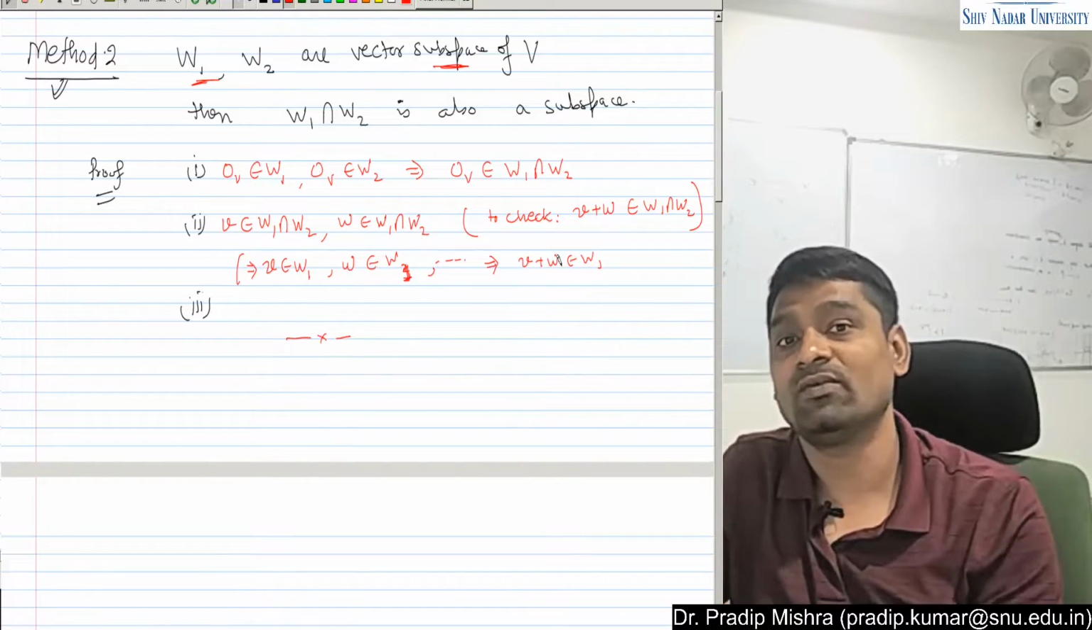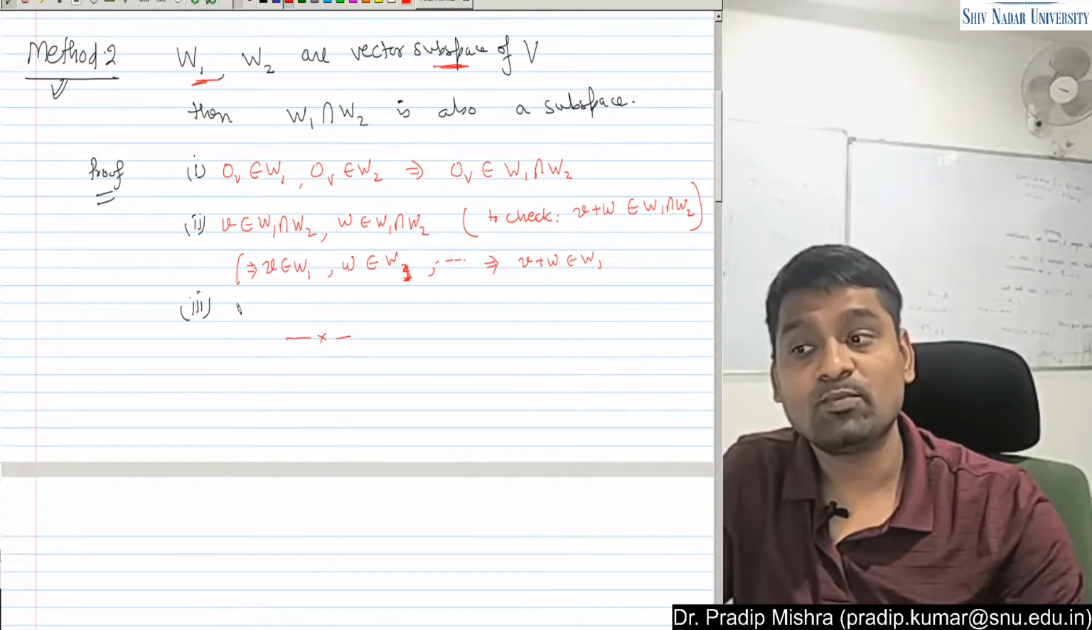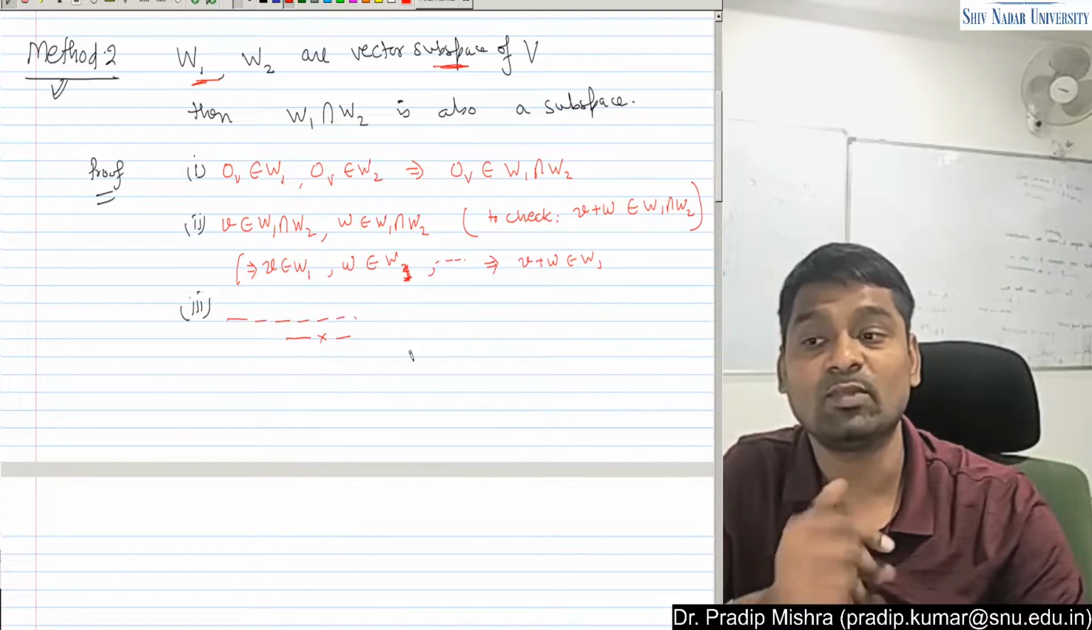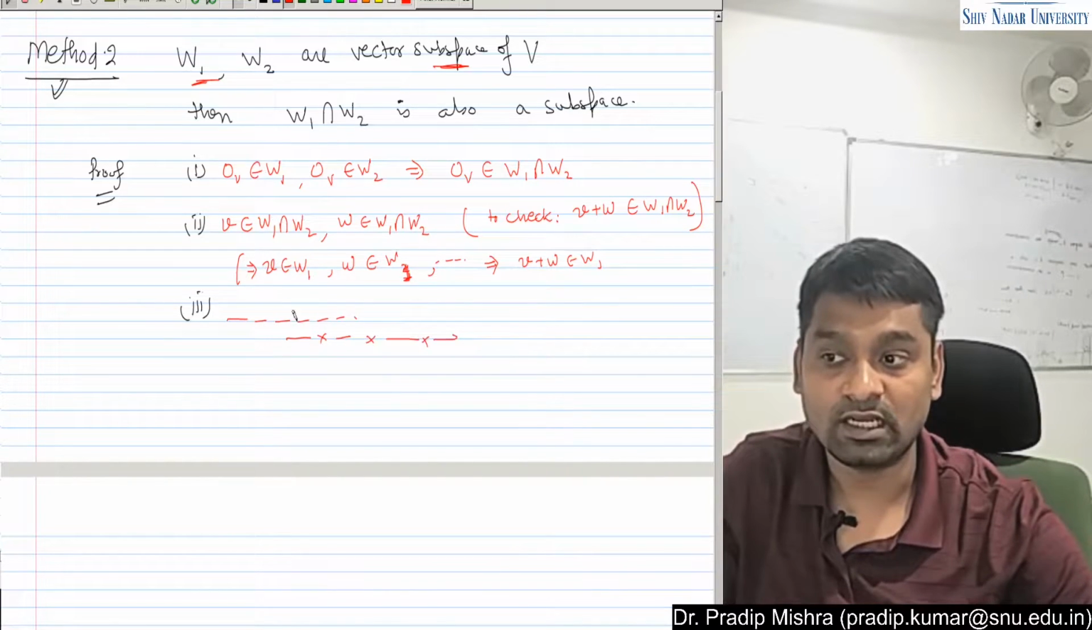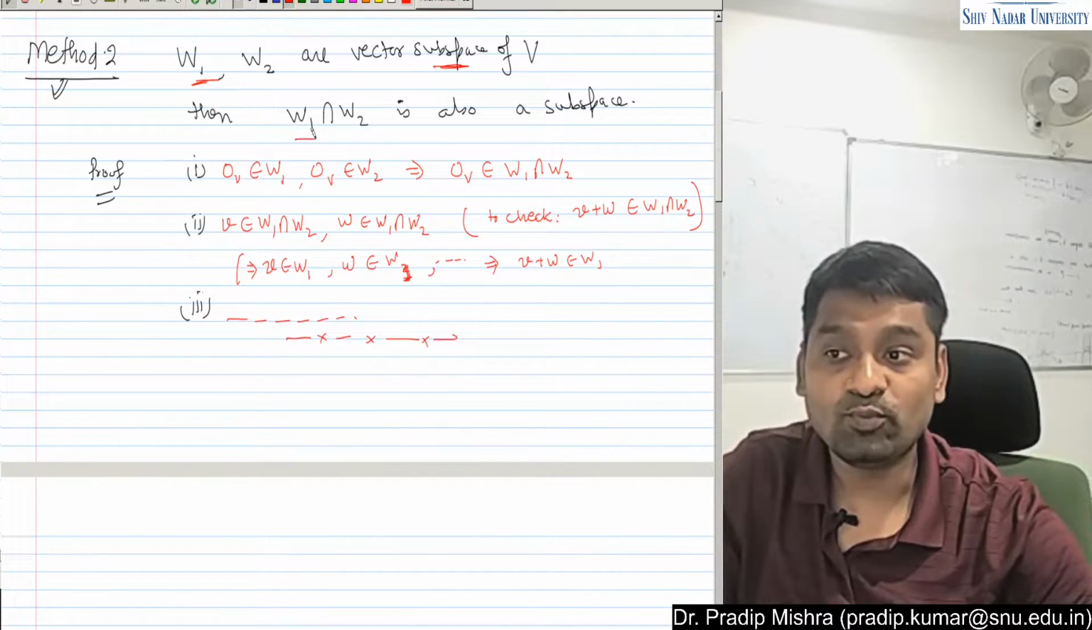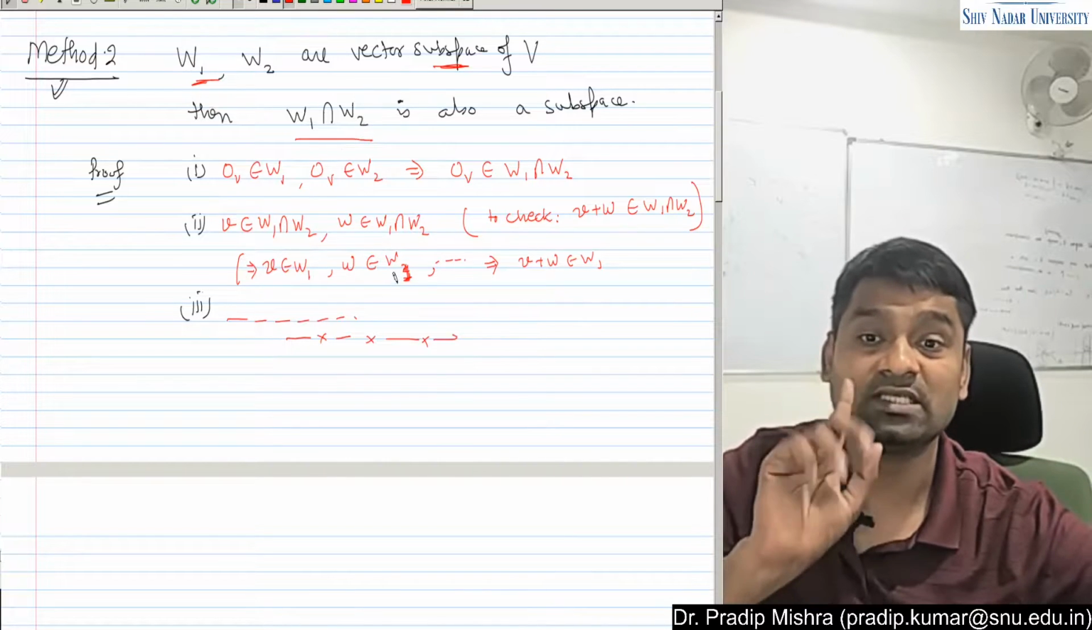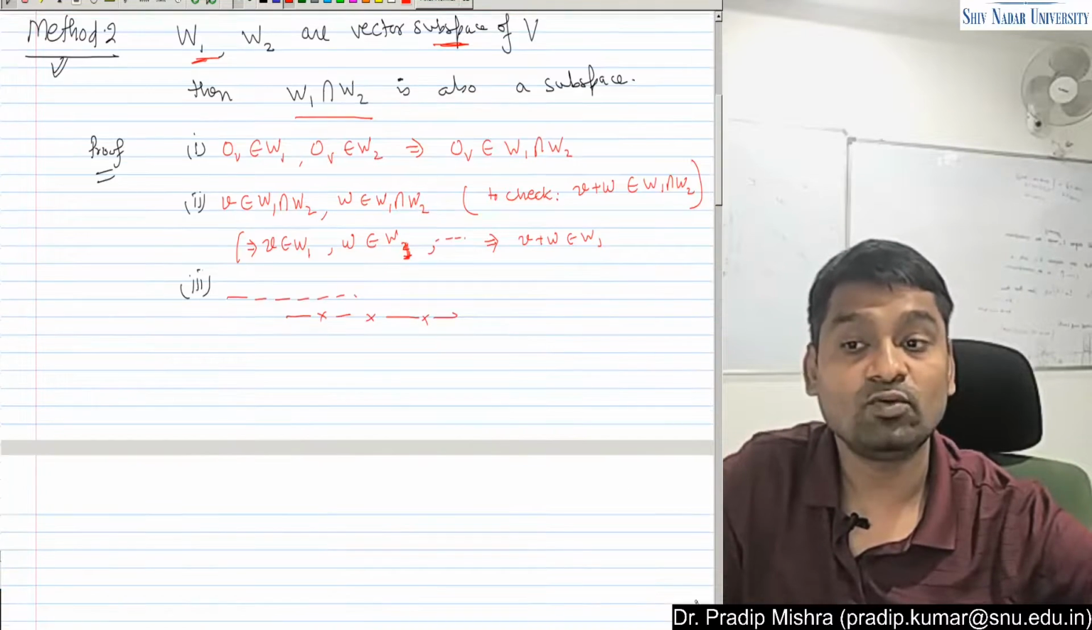Intersection is closed under vector addition, and similarly we can prove that intersection is closed under scalar multiplication. So you can pause the video and try to understand this one very clearly. How did we prove that W1 intersection W2 is a subspace? This is the method to find out subspaces.